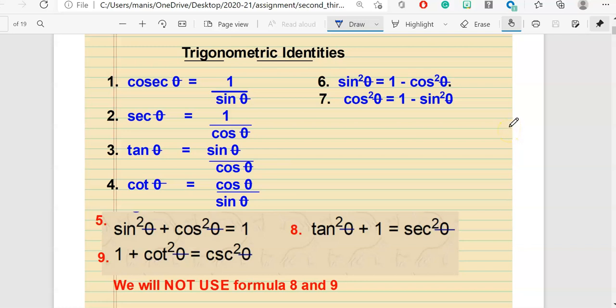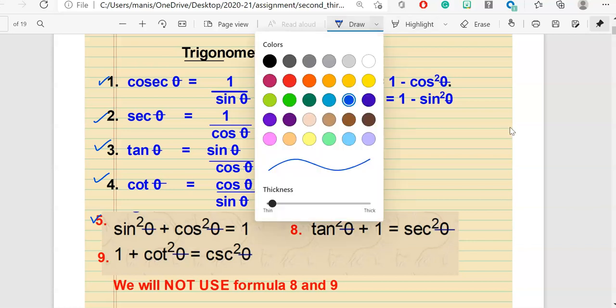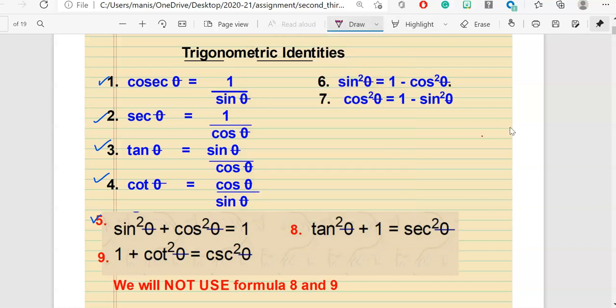Trigonometric identities. There are many formulas to be used for solving trigonometric identities, but we will use only 7 formulas. Mathematically, I will be using only 5 formulas. So I will use number 1, number 2, number 3, number 4, and number 5. Number 6 and number 7 are just the extension of number 5. So as you will see, formula number 5 says sine square theta plus cosine square theta is equal to 1.